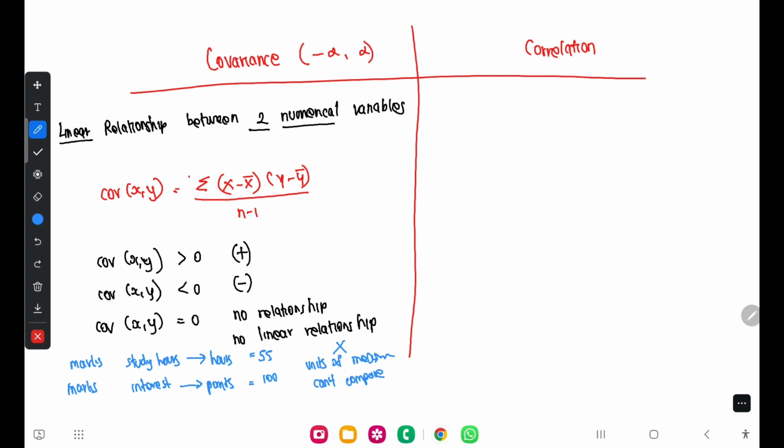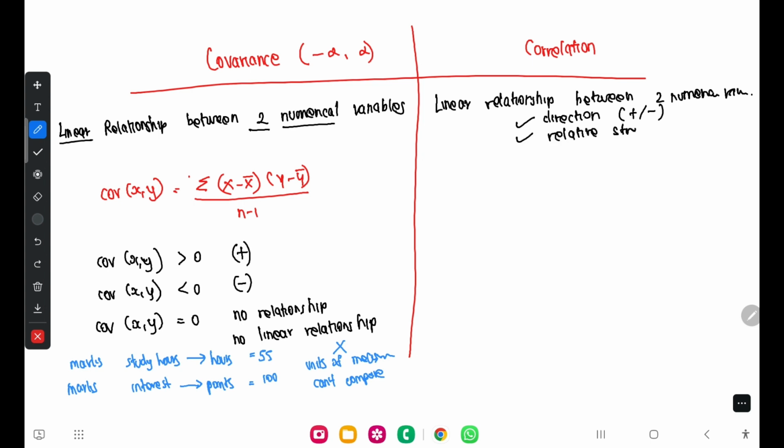In order to resolve this issue, there's another technique called correlation. In correlation also, we basically do the same thing. We identify the linear relationship between two numerical variables. Here it gives an indication about the direction. It states whether there's a positive or a negative relationship between the two variables, and it also gives an indication about the relative strength. And therefore, this ranges from -1 to +1.